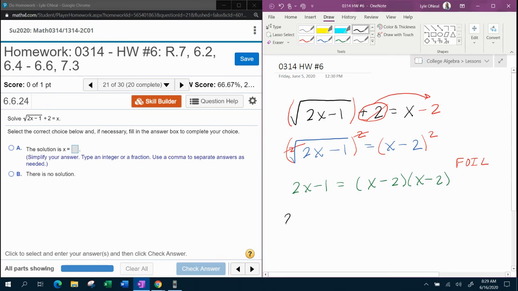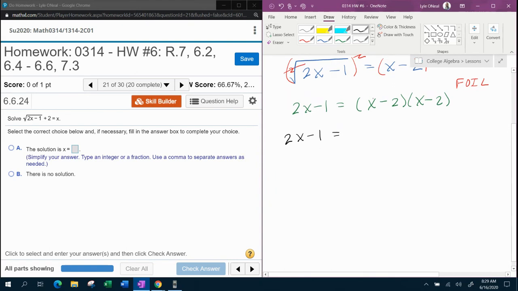Let's bring down the 2x minus 1, and then if we walk through the FOIL method, first, x times x gives me an x squared. On the outside, we get a minus 2x. On the inside, another minus 2x. And last but not least, negative 2 times negative 2 makes a positive 4.